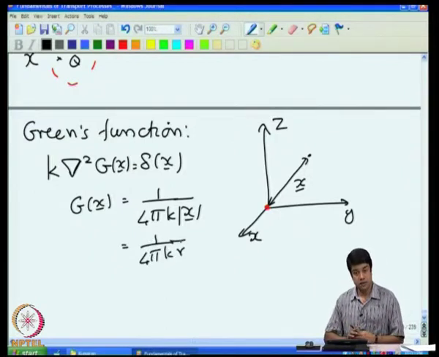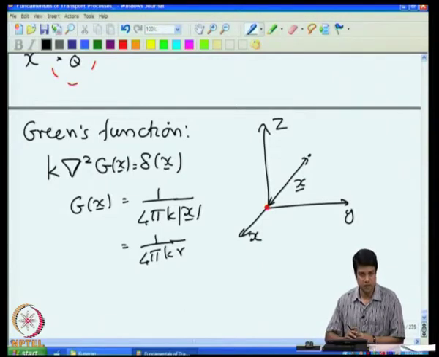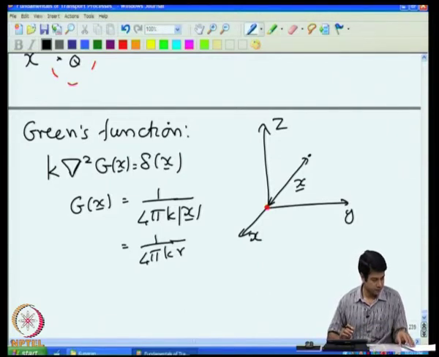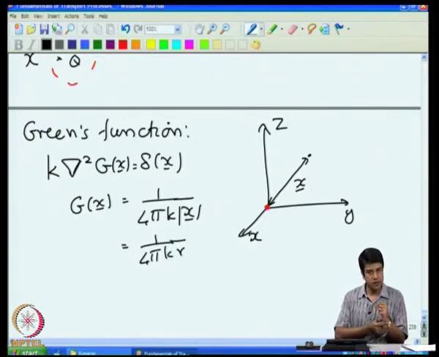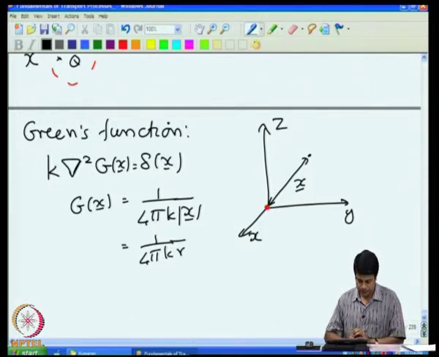r is the modulus of x, the absolute value of the x vector, the distance from the origin of the location at which we are measuring the temperature. So, this is the Green's function for a point source in an infinite domain. I can define Green's functions in finite domains based upon symmetries.